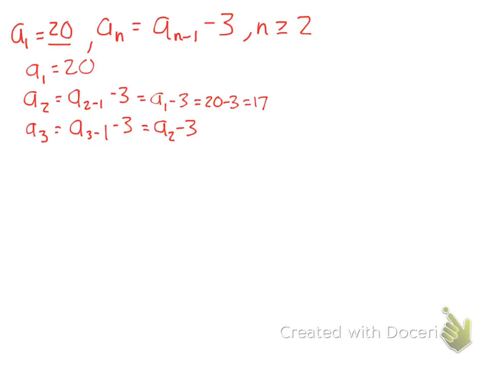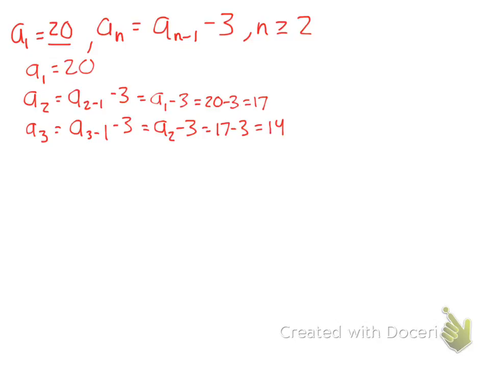A2 minus 3. We know what A2 is. 14. So A2 is 17 and minus 3, which ends up being 14. Are you seeing how this is not a tough process? It's just very cumbersome. It takes a while, especially if I wanted to get to 100. You'd have to do that 100 times.